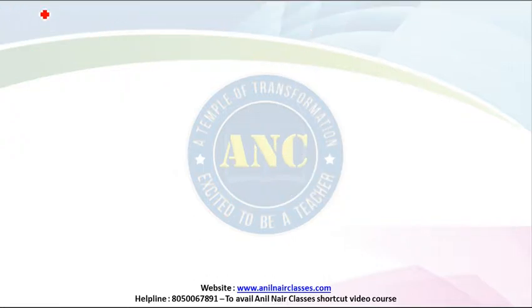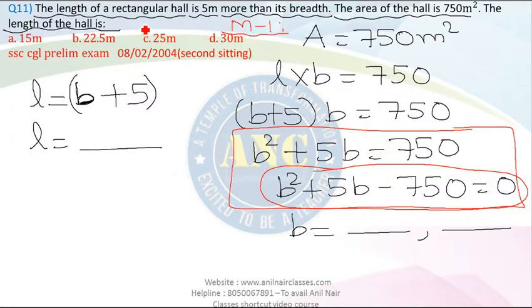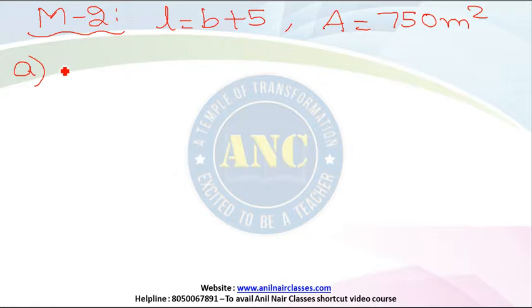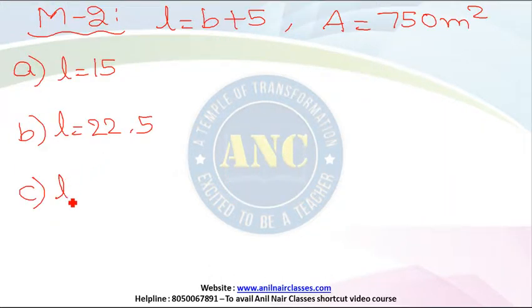Now see here, sir. Let us solve it by our method 2. Now the question says length is 5 more than breadth and the question also says area is 750 meter square. Now what are the answer options? First of all, what is the question? Find the length of the hall. That means the question is length, so the answer options are also representing length. First value is length is 15. Second value is length is 22.5. I am writing it because I don't like to turn around my screen once again. Third and fourth are 25 and 30. But you don't need to write all these things in the examination.